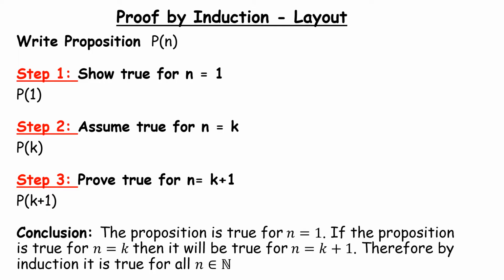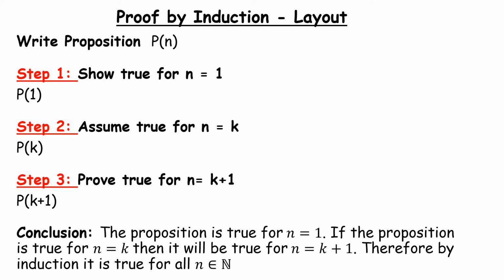The conclusion that I like to use is: the proposition is true for n equals 1, and if the proposition is true for n equals k, then it will be true for n equals k plus 1. Therefore, by induction, it is true for all n element of the natural numbers. Now, parts that will change depending on the question: we mightn't start at 1. It mightn't be true for all n element of the natural numbers. It might be bigger than a certain number, but this is the bones of how we will approach every single question.